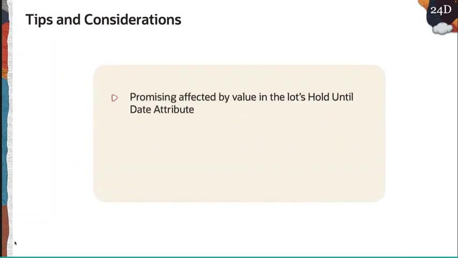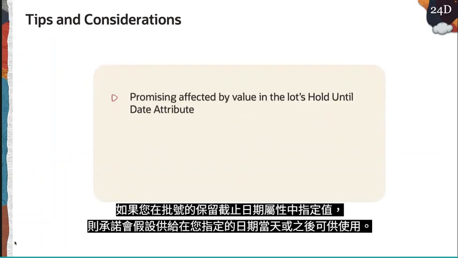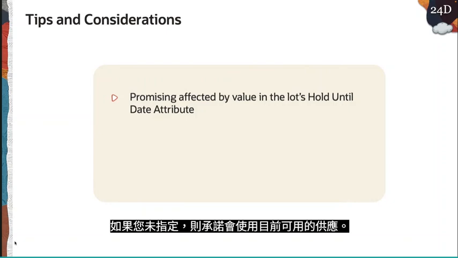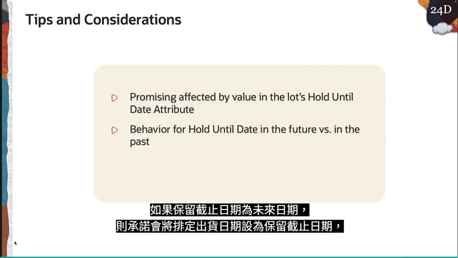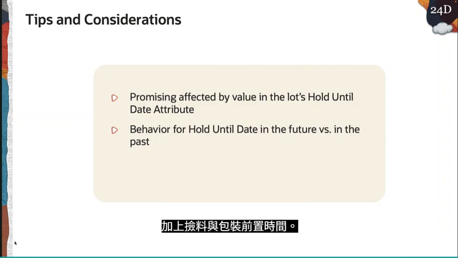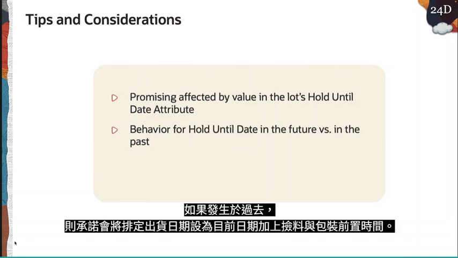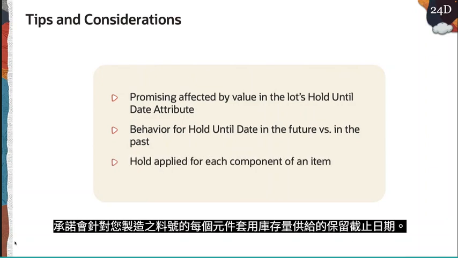If you specify a value in the lot's hold until date attribute, then Promising will assume the supply is available on or after the date that you specify. If you don't specify it, then Promising uses the supply that's currently available. If the hold until date happens in the future, then Promising sets the scheduled ship date to the hold until date plus the pick and pack lead time. If it happens in the past, then Promising sets the scheduled ship date to the current date plus pick and pack lead time. Promising applies the hold until date for on-hand supply for each component of an item that you manufacture.